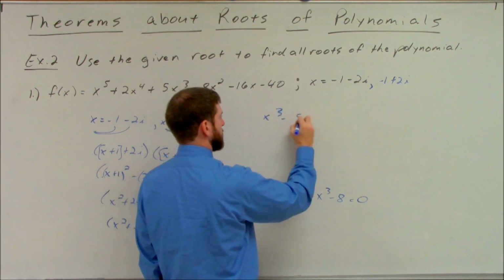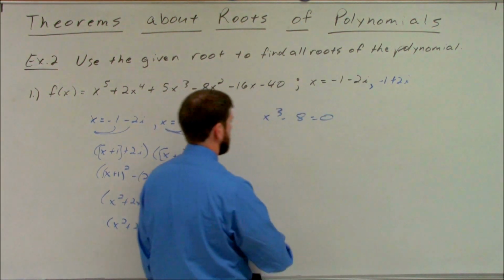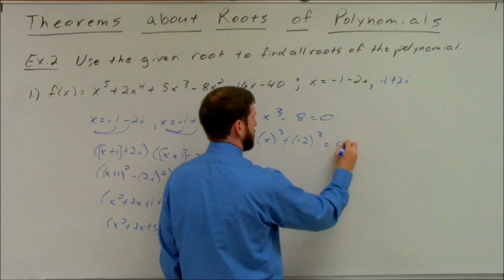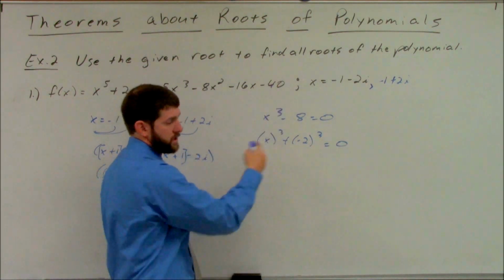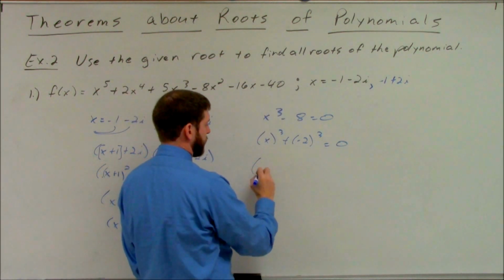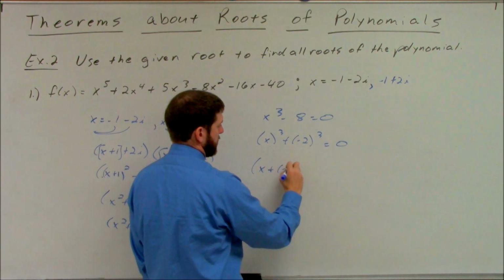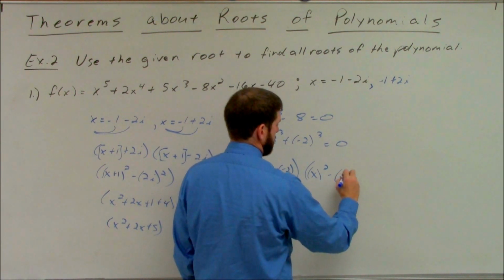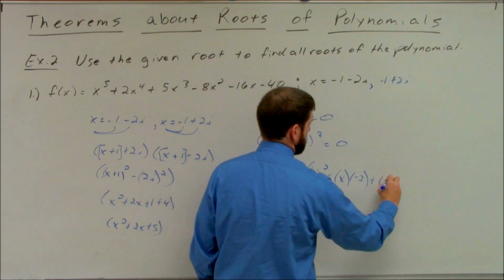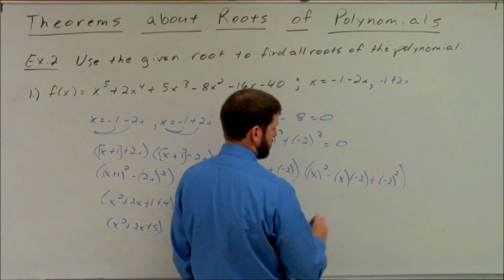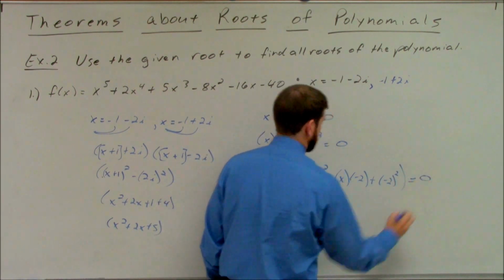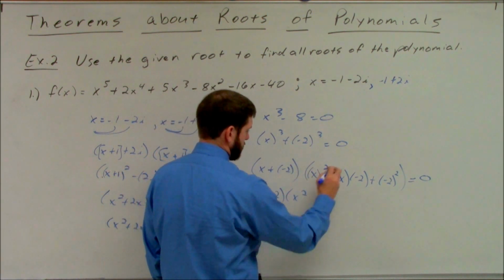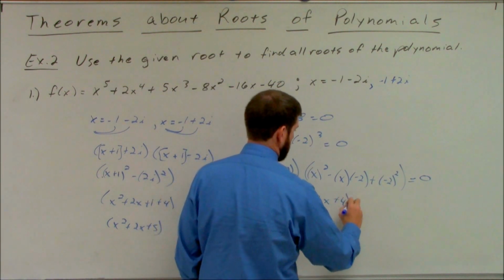So x cubed minus 8 equals 0. Got to think of it as x cubed plus negative 2 cubed. Correct? First base cubed plus the second base cubed. Then we put it into our format. First base plus second base times first base squared minus the two of them together plus the second base squared. So that's just going back to your sum of two cubes factorization. Clean it up. X minus 2, x squared plus 2x plus 4.